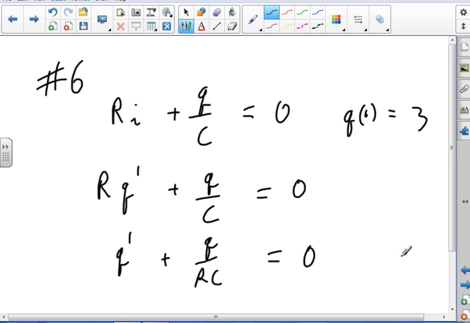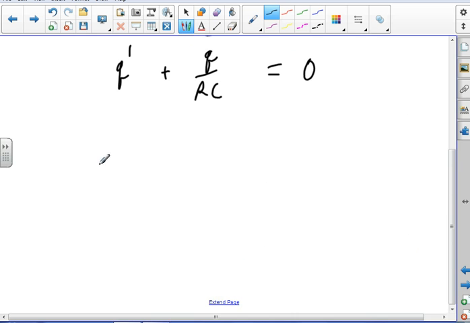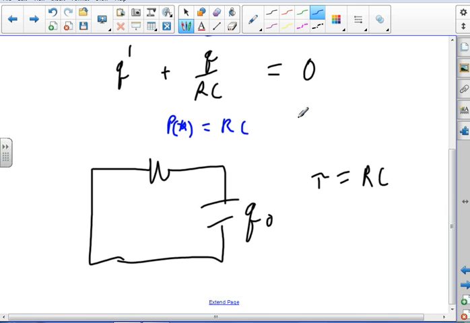Okay, so what do I have? I have a resistor and I have a capacitor with some Q0 on it. I have no voltage. I shut it off and the capacitor discharges. After 5 time constants, it'll be totally discharged. My time constant is RC. Okay, those are the things I know. But from a mathematical point of view, P of x is 1 over RC and Q of x is equal to 0.